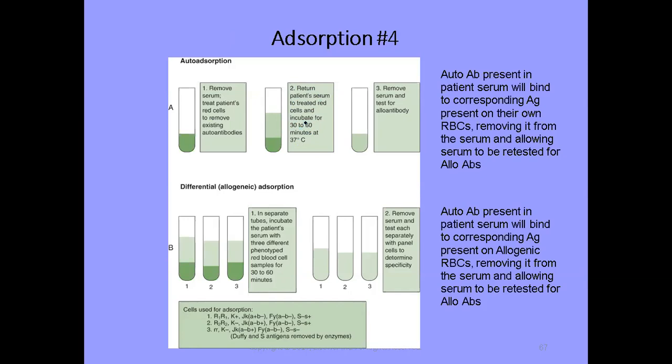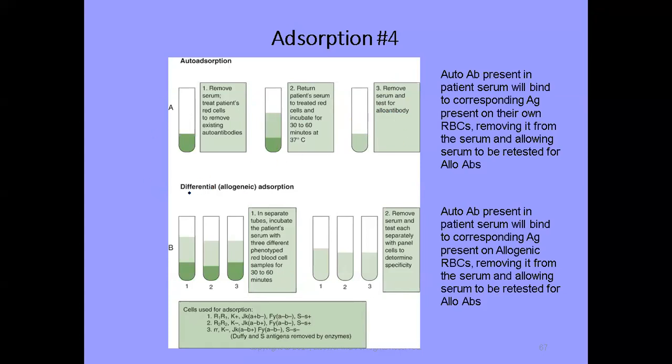This is going to give any autoantibodies that are present in the serum time to bind to the red cells. And remember, once those autoantibodies are bound to the red cells, they are free from this serum, okay? So we're going to centrifuge, just like in the last example. The red cells get tossed. We don't want them. But now we have the serum that is free of the autoantibody, and we're going to use it to test to see if this patient has an alloantibody. So very similar to the last slide.